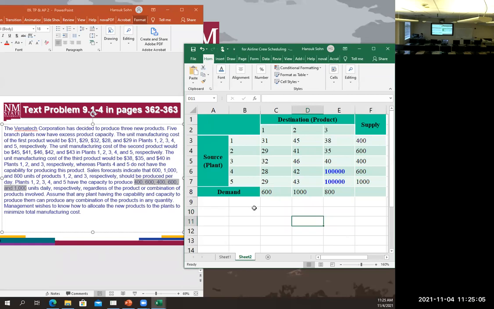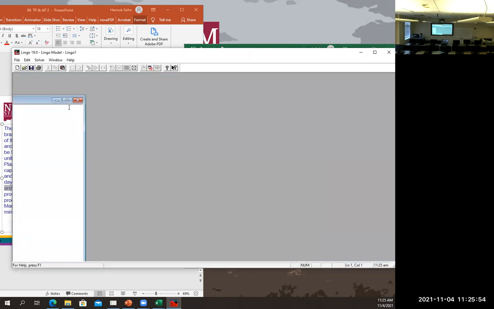Once you complete this parameter table, the rest of the steps are very easy. You're going to formulate the transportation problem based on this information, and then use Lindo or Lingo to get the optimal solution. So, okay, it's 11:25. We still have some time, so let's do that. I'm going to open up Lingo.